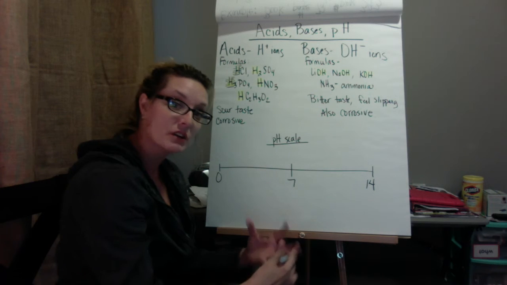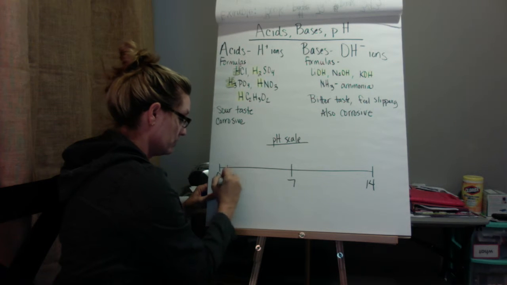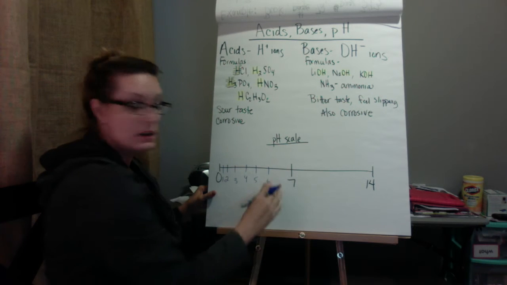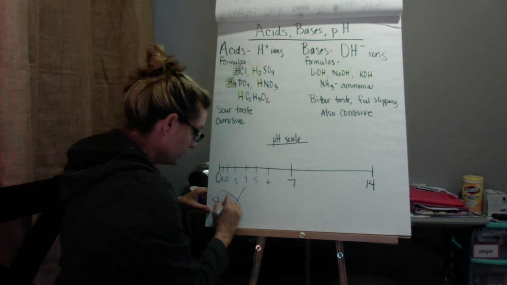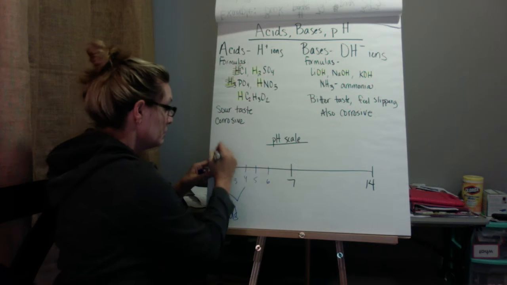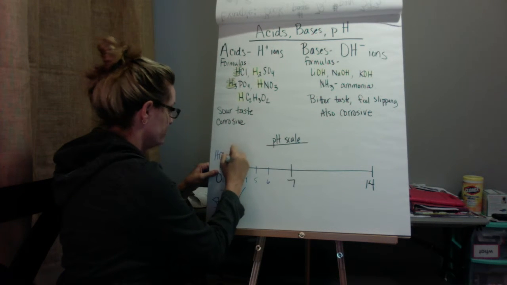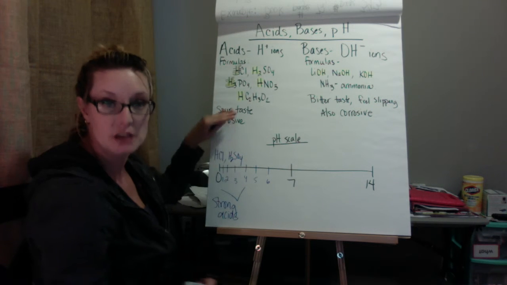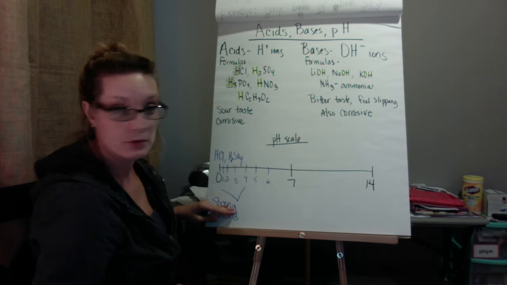So the more hydrogen ions you have, the lower your pH value will be. So down here's 1, 2, 3, 4, 5, 6, 7. The further you are to 0, the stronger you are. So these are your really strong acids. An example of a strong acid would be hydrochloric acid, sulfuric acid. Those are pretty strong. Digestive acid, stomach acid, gastric juices. Those are all pretty strong acids.